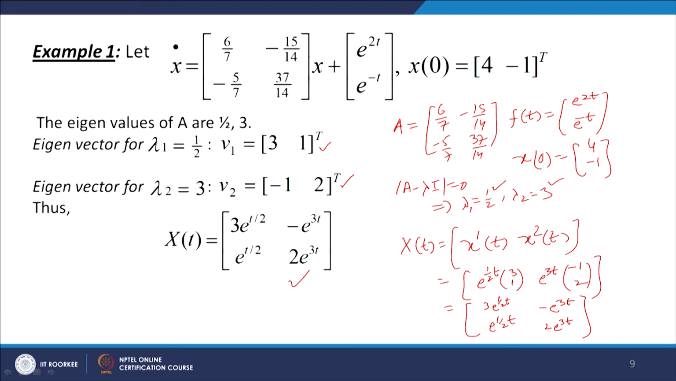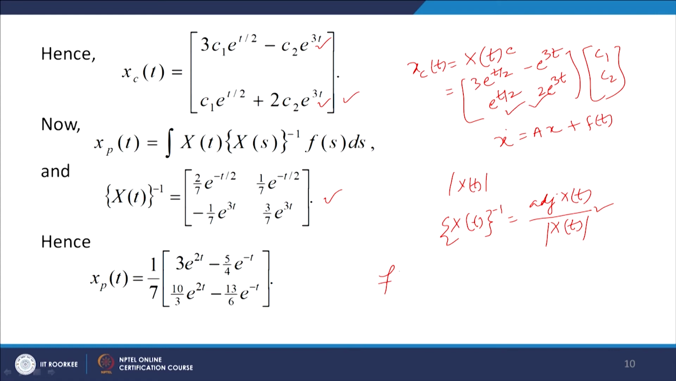e^(2s), e^(-s). So we put the value of f(s) inside this, then we have to integrate with respect to s. Remember, t and s are independent variables, so X(t) you can even write outside the integral. We just need to find the product of X(s) inverse and f(s), integrate with respect to s, and then multiply ultimately by the X(t) matrix, that is the fundamental matrix, this one.